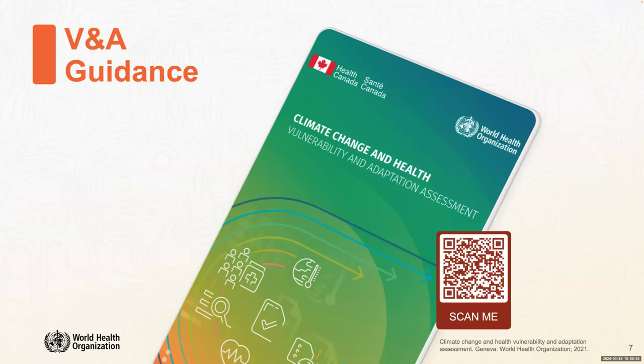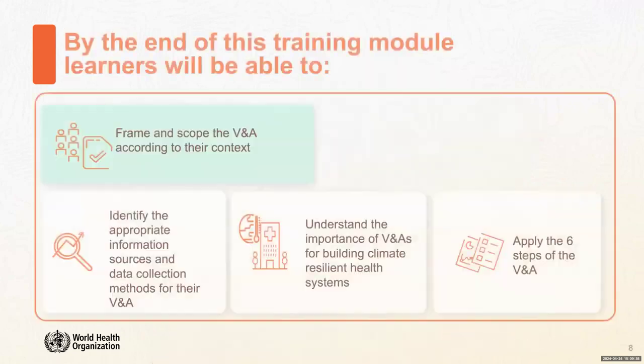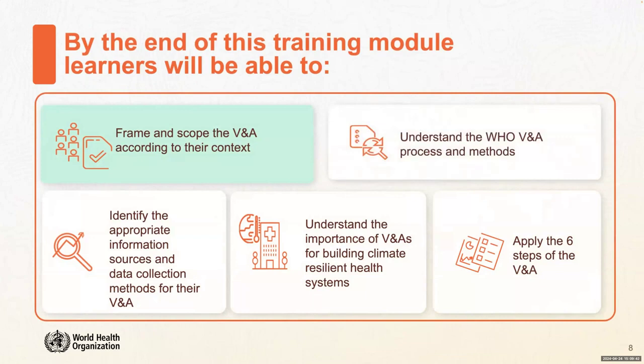And let me continue here. So basically, we're going to be doing what is marked here in light blue. Of the many things that we can do in this guidance, we're going to be specifically talking about framing and scoping the VNA according to their context. Of course, there will be other training, and in the other training, you will go all the way to applying the 6 steps of the VNA.